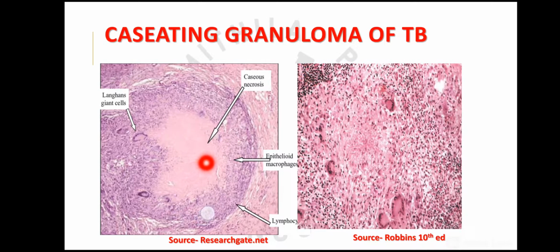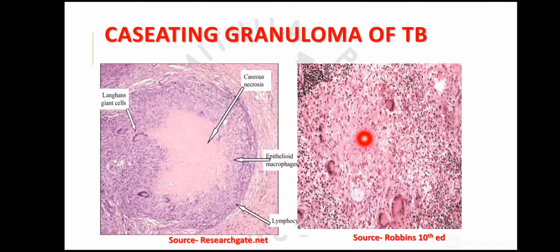Again, this is a granuloma, and this is the central area of caseation necrosis, and caseation is seen more in individuals who are immunocompromised. And Langerhans giant cells can be seen in the periphery of the caseation necrosis, and these are formed by the fusion of the epithelioid cells. The next component is epithelioid macrophages, and lastly lymphocytes. In the most peripheral, you can see there is fibrosis.